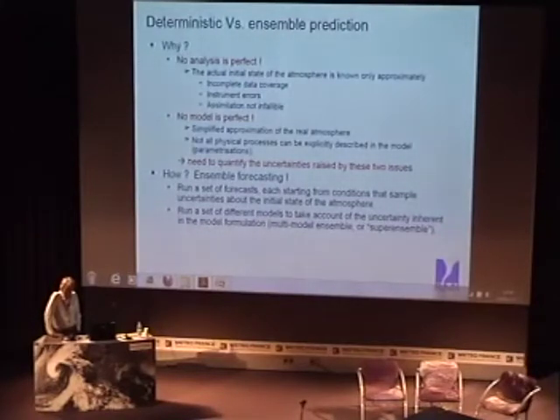You really want to predict as accurately as possible where this point will be in the next day, 2 days, 3 days, etc. And the technique applied then is ensemble forecasting. The idea is to run a set of forecasts, each starting from conditions that sample uncertainties about the initial state of the atmosphere. And you run a set of different models if you want to build up what's called a multi-model ensemble, to take account of the uncertainty inherent to the model formulation.